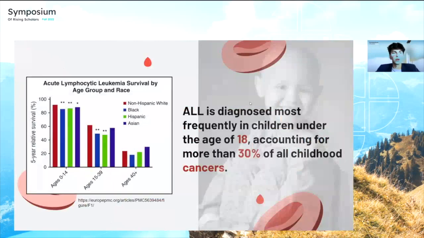ALL is diagnosed most frequently in children under the age of 18, accounting for more than 30% of all childhood cancers. The graphs on the left show how Black, Hispanic, and white populations have the lowest survival rates, while Asian populations have the highest. During COVID, one of my mutual friends passed away from leukemia. It made me realize that kids are not invincible, contradicting the common stereotype of us being healthy. So I pursued research on childhood leukemia to learn a little bit more about this common disease.